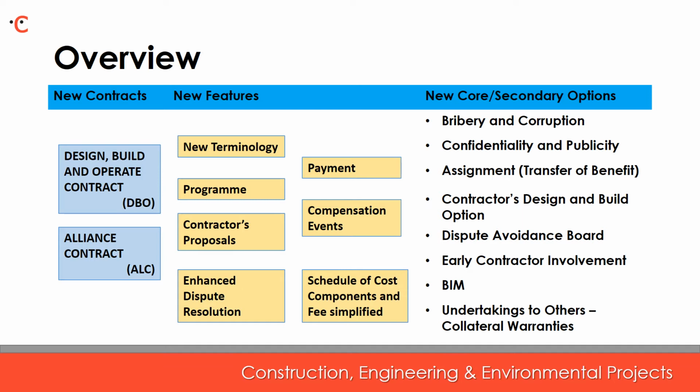The contract incorporates additional core clauses such as confidentiality, assignment of contract benefits, and secondary options now introduced include early contractor involvement, and again the aim behind that is to try to identify and resolve problems and risks much earlier than historically has been the case, together with use of BIM and collateral warranty incorporation, with agreed forms to be included in the scope of contract, and both incorporated via use of X options.